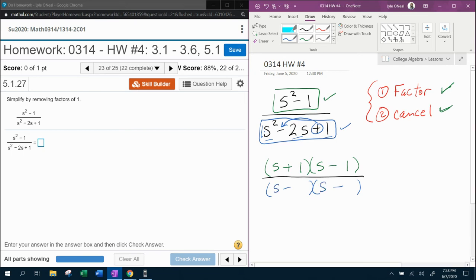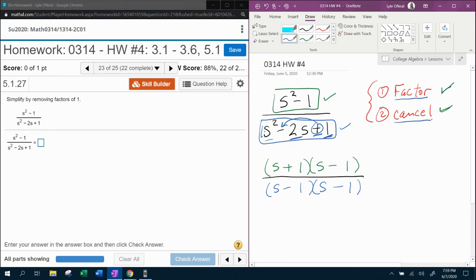S times s, s squared. And then this time I'm going to need two numbers that multiply to make 1 and add to make -2. And that's, well, if you think about it, the only numbers that multiply to make 1 are 1 and 1. And -1 and -1 add to make -2. So that is factored correctly. So now we have the factoring step done.